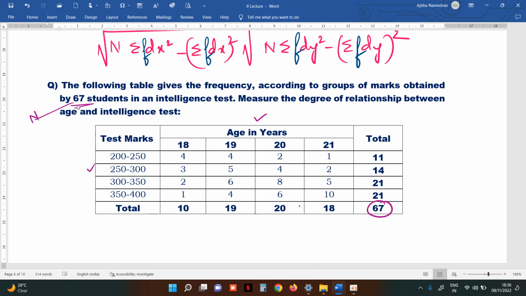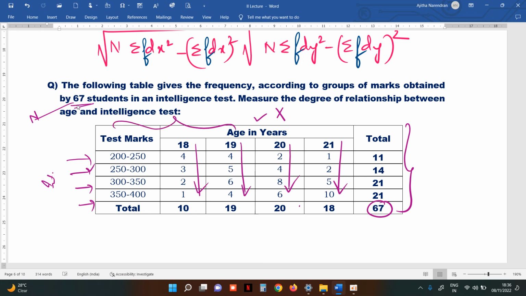Age is given as 18, 19, 20, 21. It is given in columns. Now the intelligence test marks are given in rows. So you have two pieces of data: one is the intelligence test score, and this is your age. Let this column portion, age, be taken as x, and the test marks we will take as y.